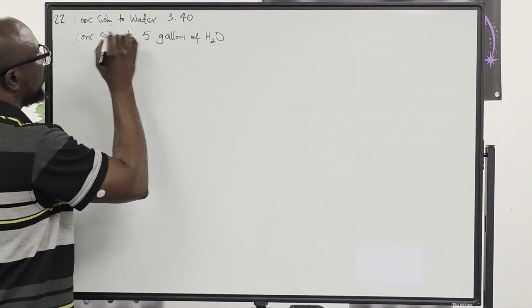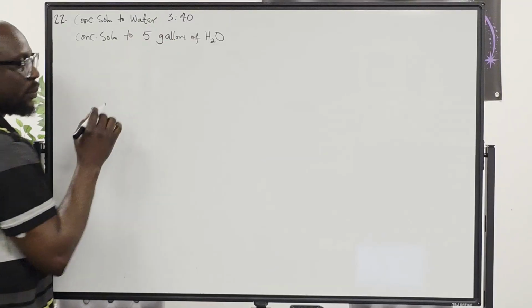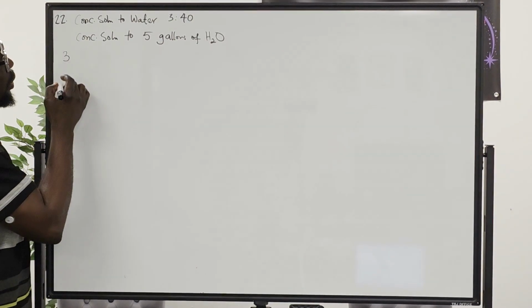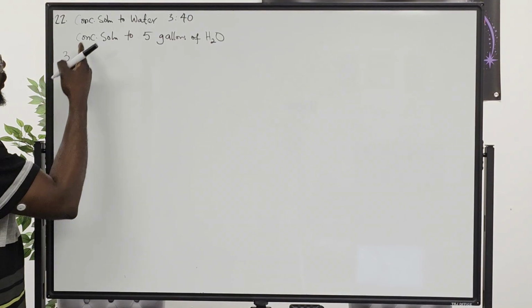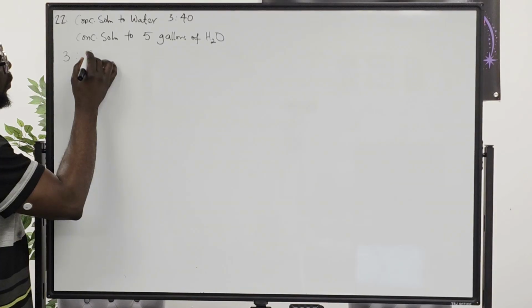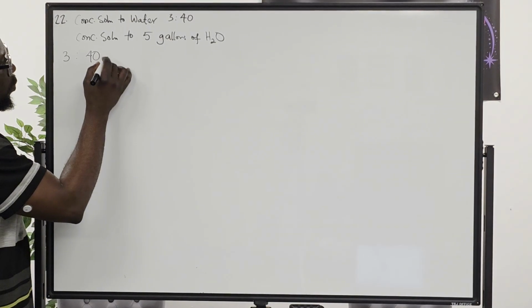This question is very easy. If you have three cups of concentrated solution, then you must have 40 cups of water, right?